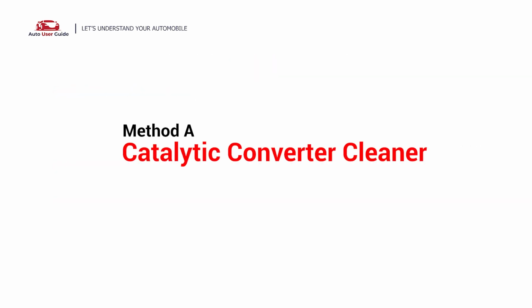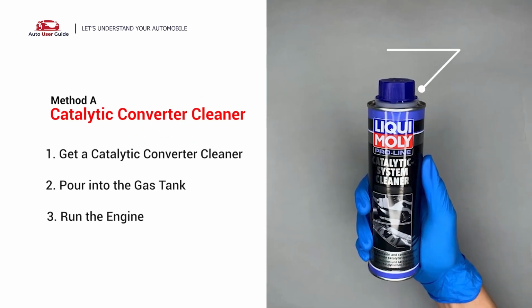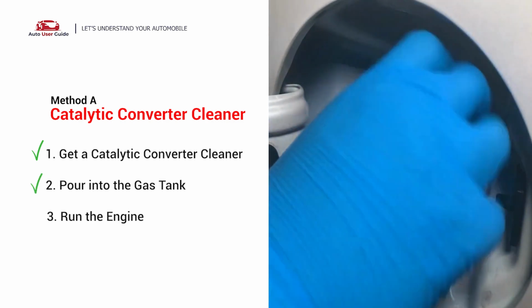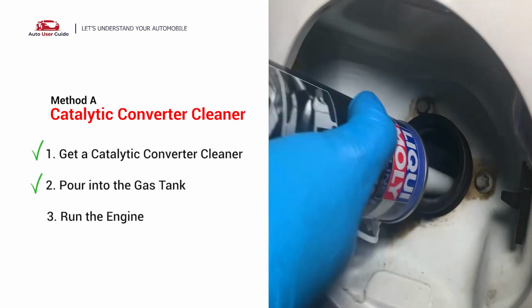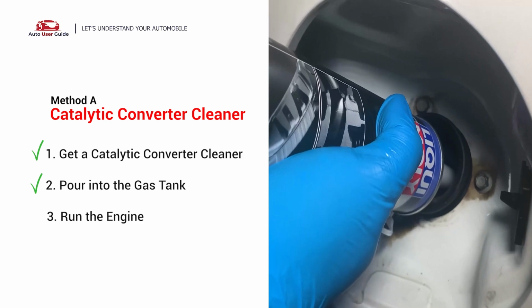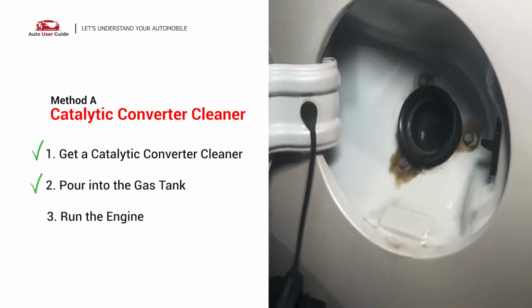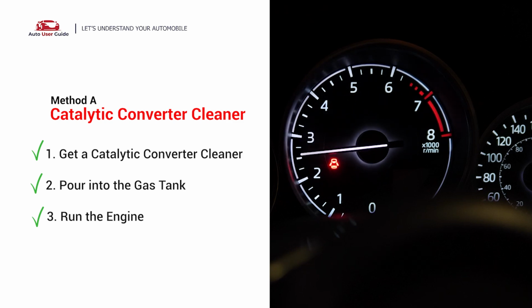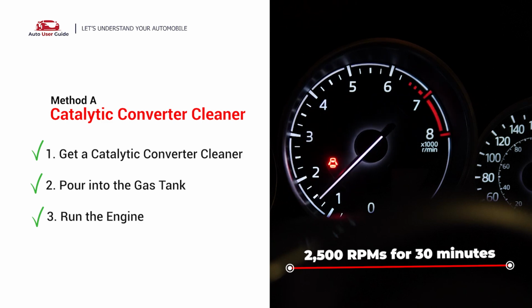This video is going to show you a practical solution to fix this error code at home. Use a cleaner of your choice. Simply add the cleaner to your gas tank, ensuring you use the appropriate amount based on the specific cleaner you choose. The fluid mixes with the gasoline in the tank and works to break down the buildup in the catalytic converter, effectively cleaning it. Then you can drive your car for 150 miles or run the engine at about 200 RPMs for 30 minutes to run the cleaner through.